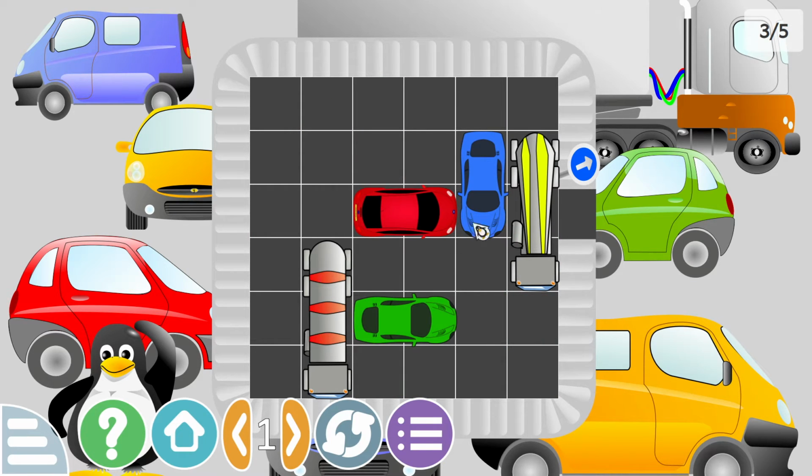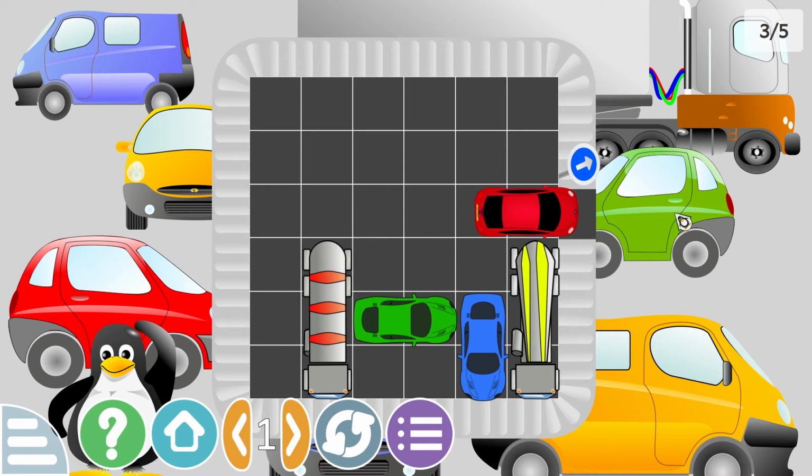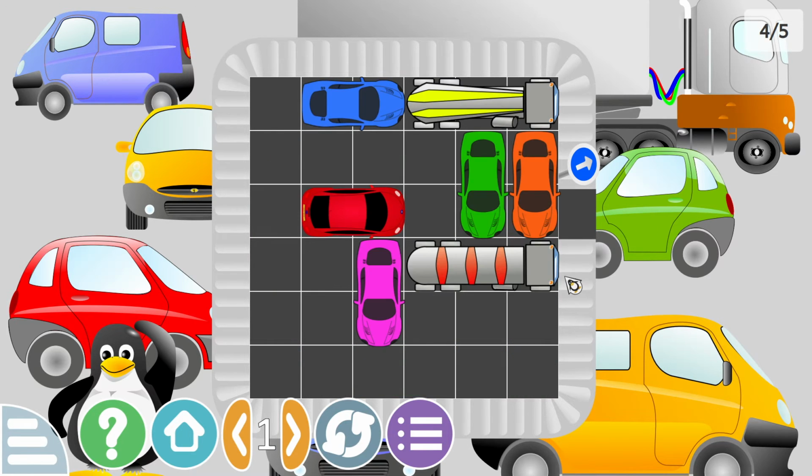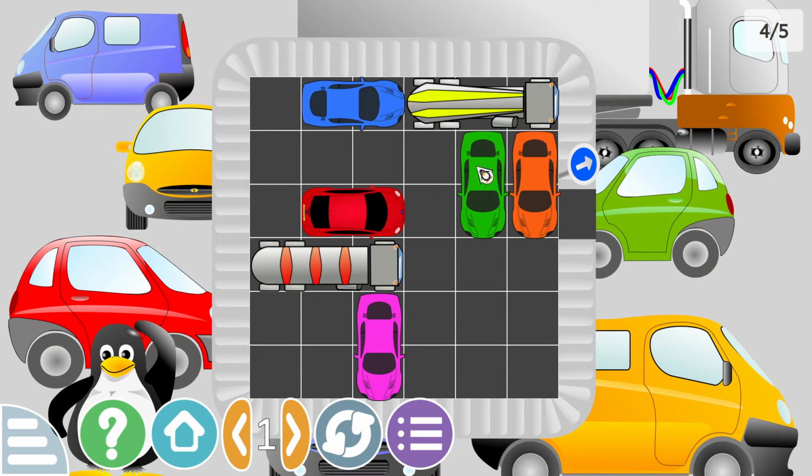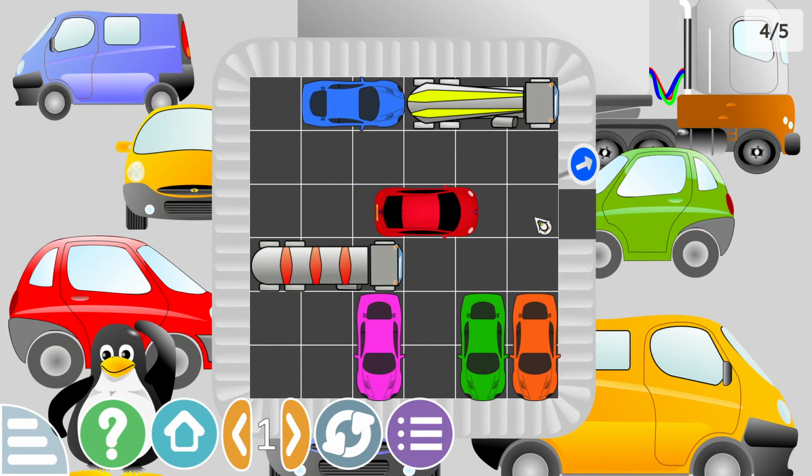In this case, move the green car and then the blue car and the yellow truck out of the way. Then move the pink car down the bottom, back the red truck up, put the green and the orange cars out of the way.